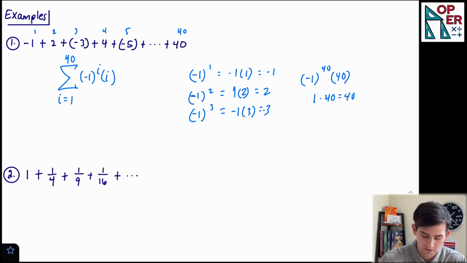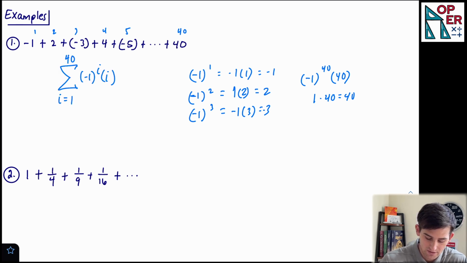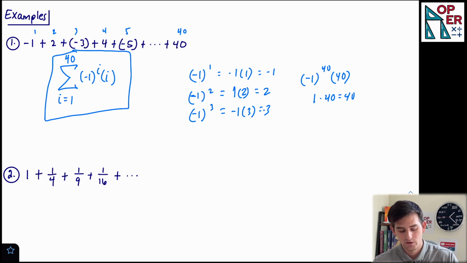Okay, so our solution, or our final rule over here, would be what we've highlighted here in pink. We'll take that away because we can't really see it very well. We'll just put a box around our final rule. Okay, so our upper limit would be 40, our lower limit is 1, and our rule would be -1 to the I times I. Okay.